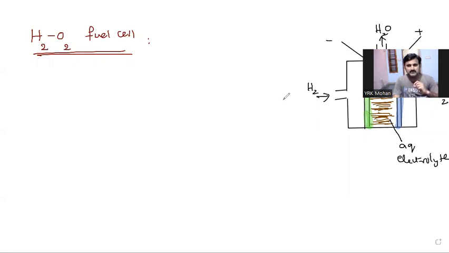In this video, we are going to discuss the hydrogen oxygen fuel cell. The hydrogen oxygen fuel cell is a most important question for board and competitive exams from the electrochemistry chapter. We will see its construction as well as its chemical equation part in this session. Okay, let us start.